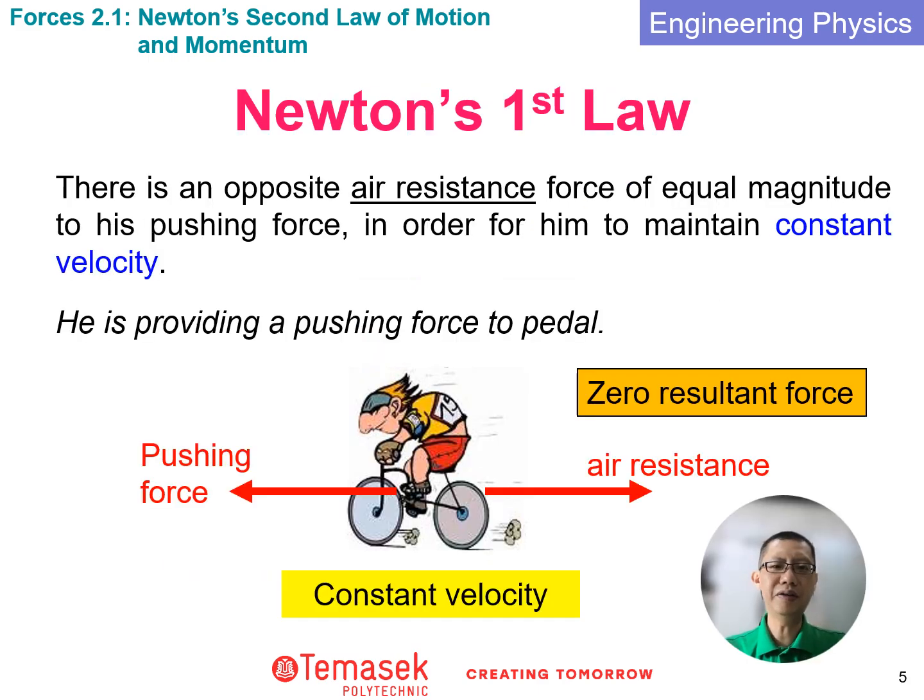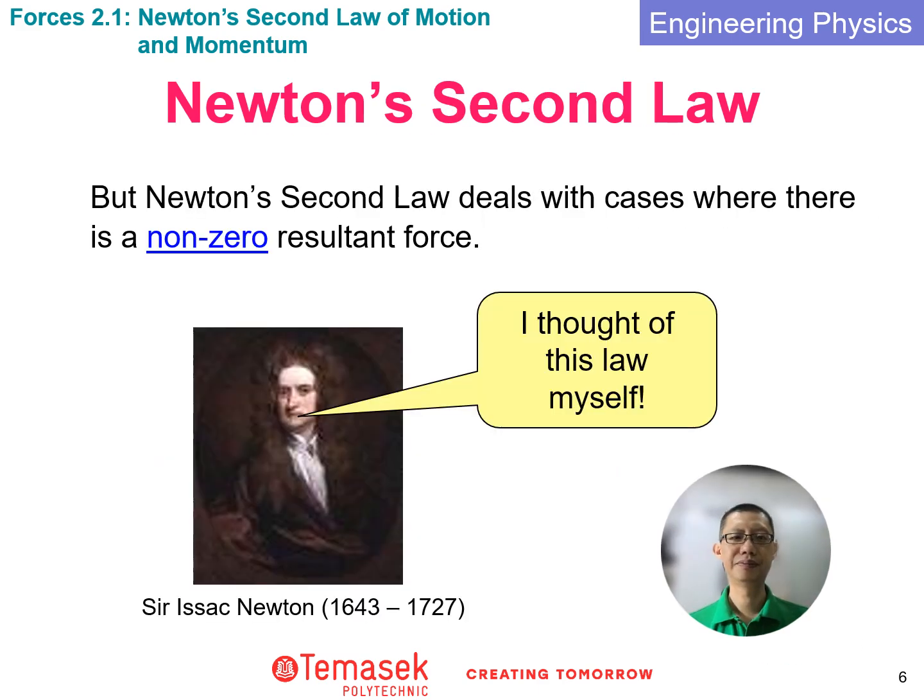Here, we see how Newton's first law applies. John's pushing force balances the air resistance. This balance of forces results in zero resultant force, allowing him to maintain constant velocity. When forces are balanced, there is no acceleration. This sets the stage for understanding what happens when forces become unbalanced, leading us into Newton's second law.